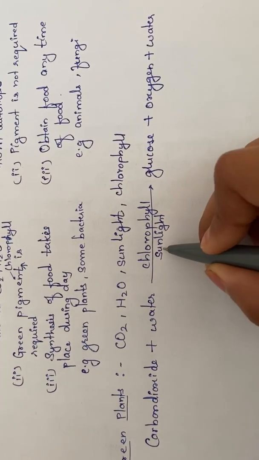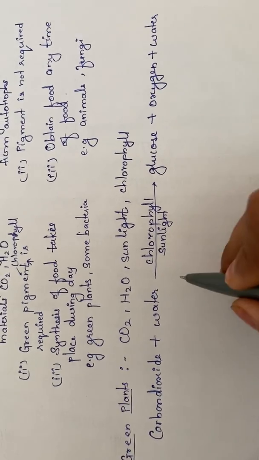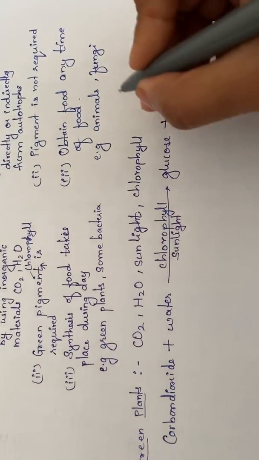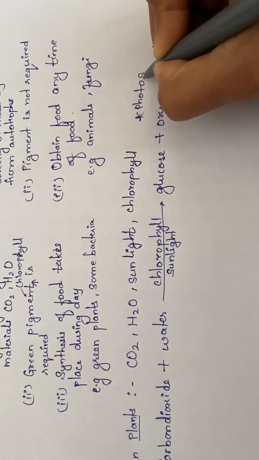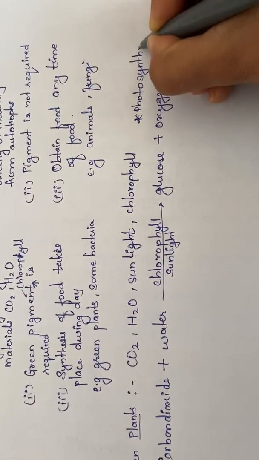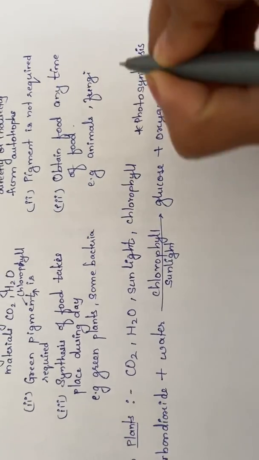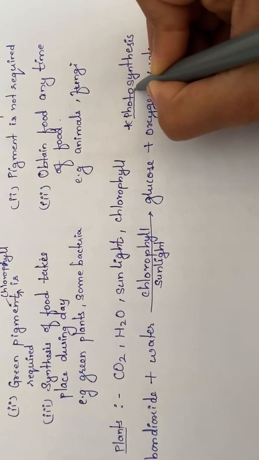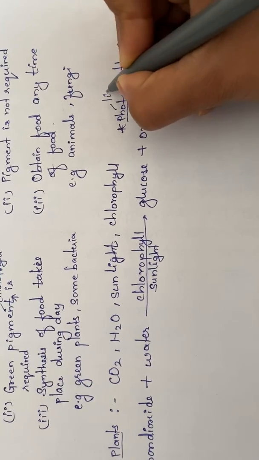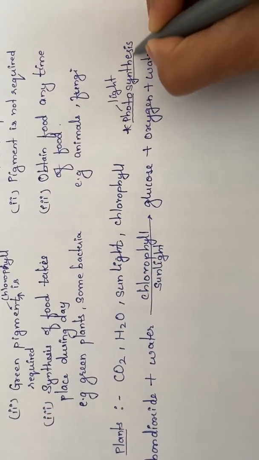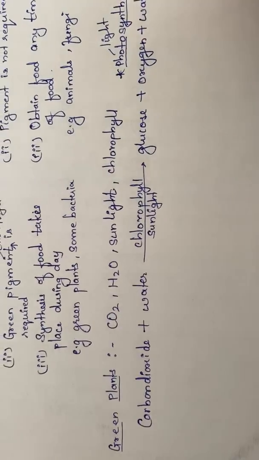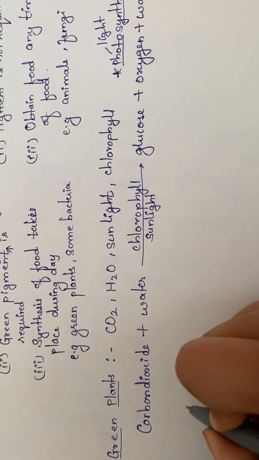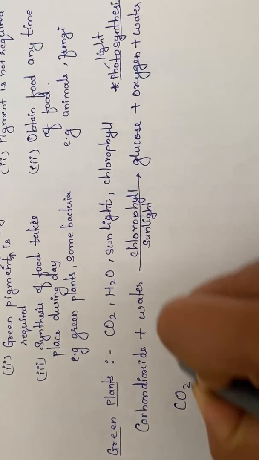Because this mode of nutrition takes place in the presence of sunlight, we also call it photosynthesis. So green plants do photosynthesis to obtain nutrition. Photo, you know, means light, and synthesis means to make or to synthesize.